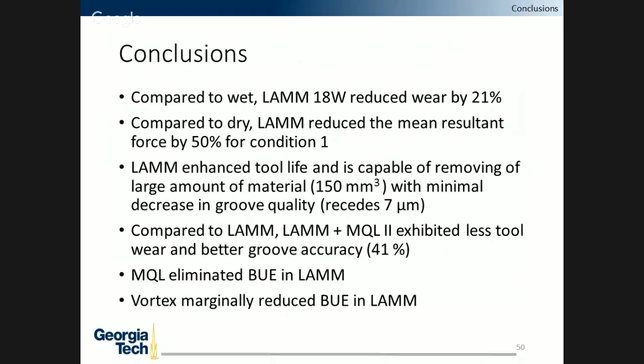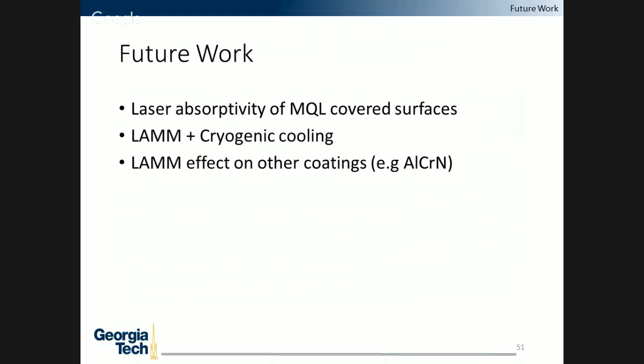Compared to LAMB, the inclusion of MQL exhibited less tool wear and better groove width accuracy by as much as 41%. This was due to the minimum quantity lubrication eliminating built-up edge and reducing tool wear in the LAMB process. Vortex also marginally reduced it.